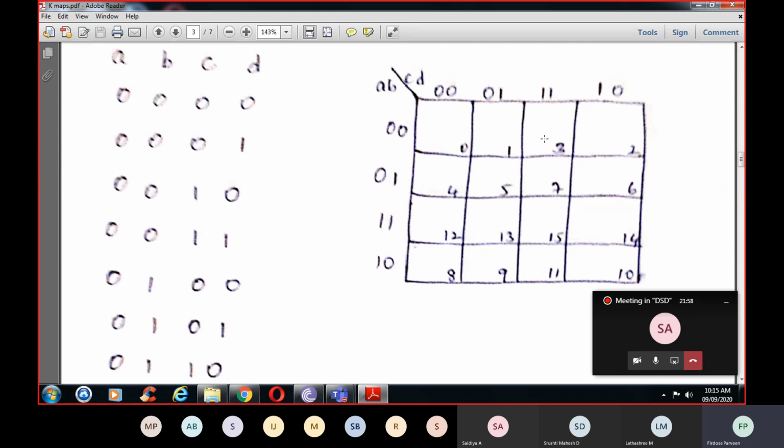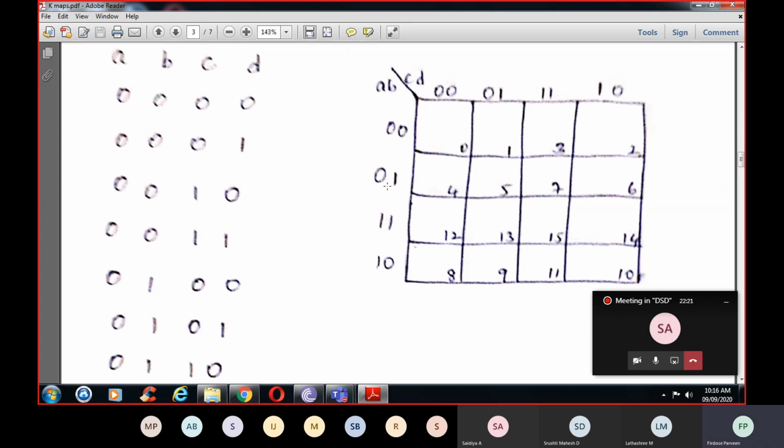So it is 3. In the same way, 0, 0, 1, 0. Corresponding row, corresponding column for this cell. This cell corresponding row is 0, 0. For this cell, corresponding column is 1, 0. So it is 2 here. 0, 0, 1, 0 means it is 2.